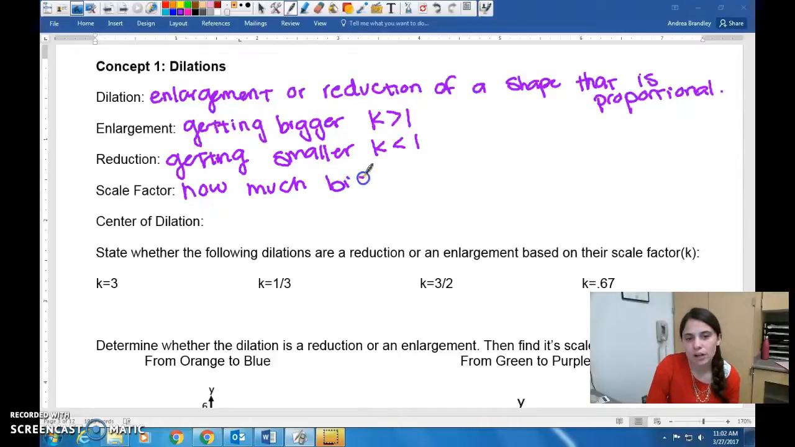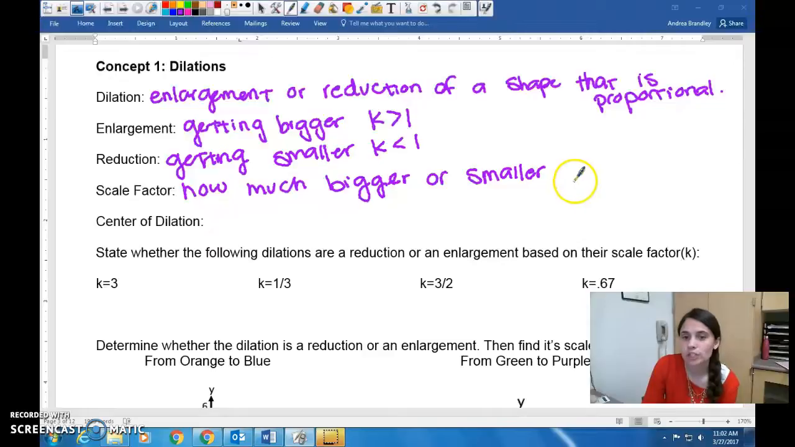So dilations are something that I think everybody's heard of. They may just not have heard them called that way. For example, when you have a floor plan for your house and they say that your floor plan is drawn to scale, that floor plan is just a dilation. It's a reduction of your actual floor plan, but it's proportional to the real thing.